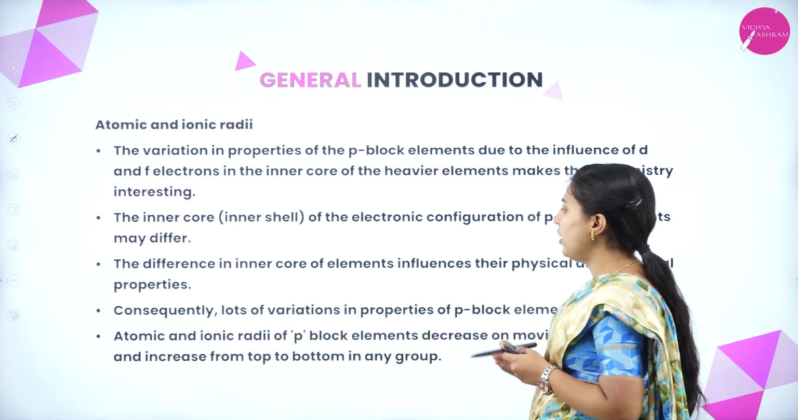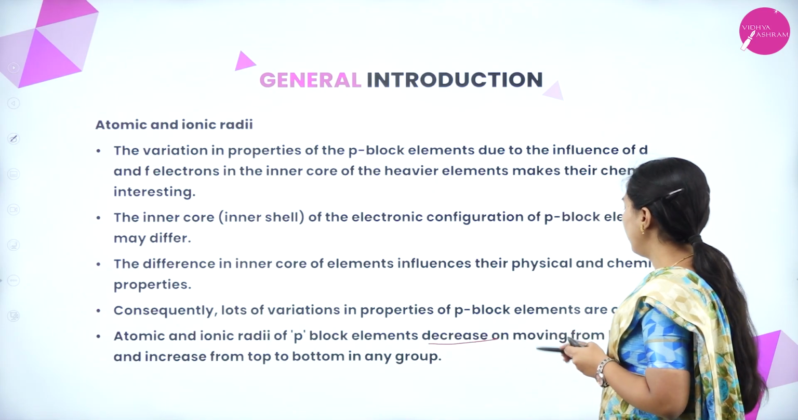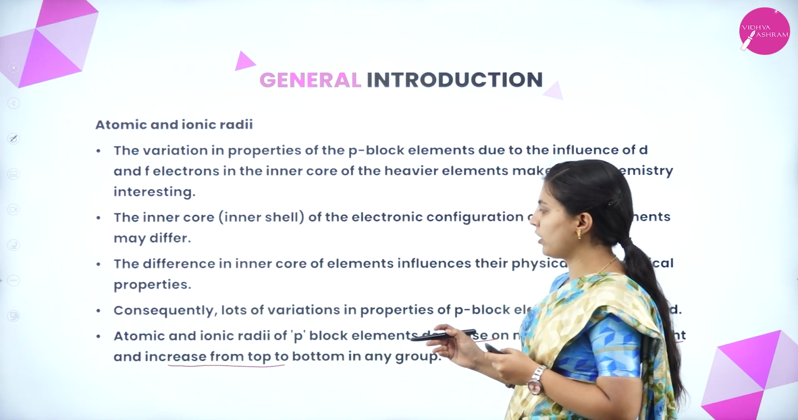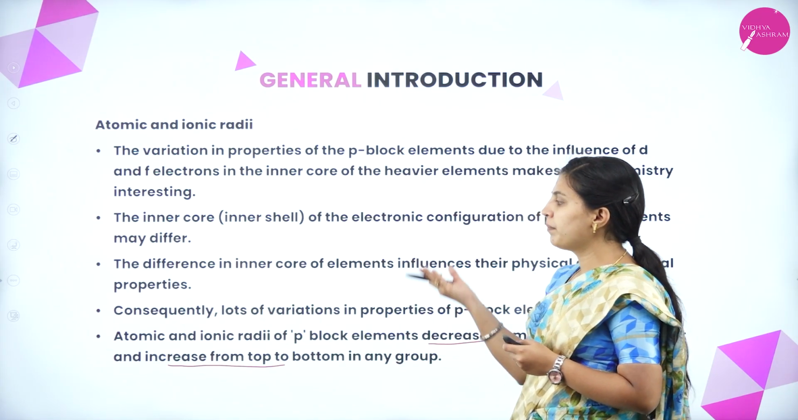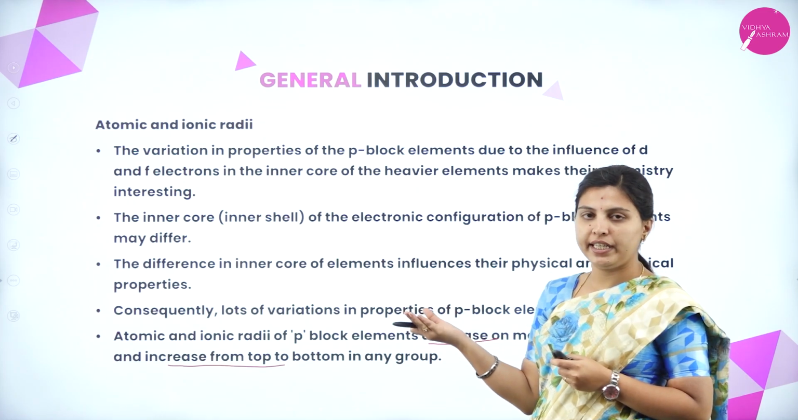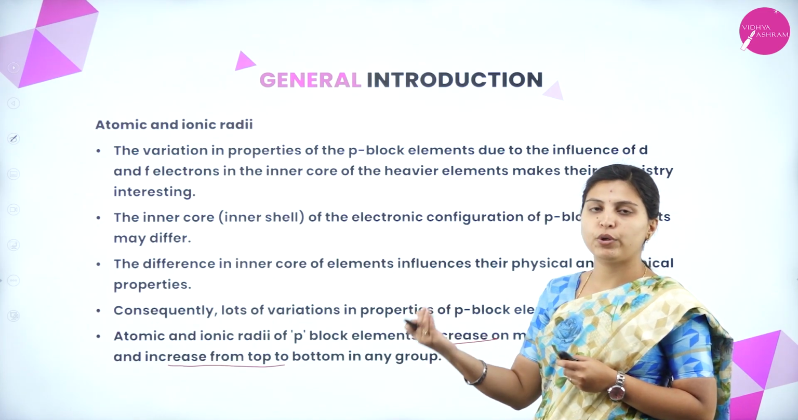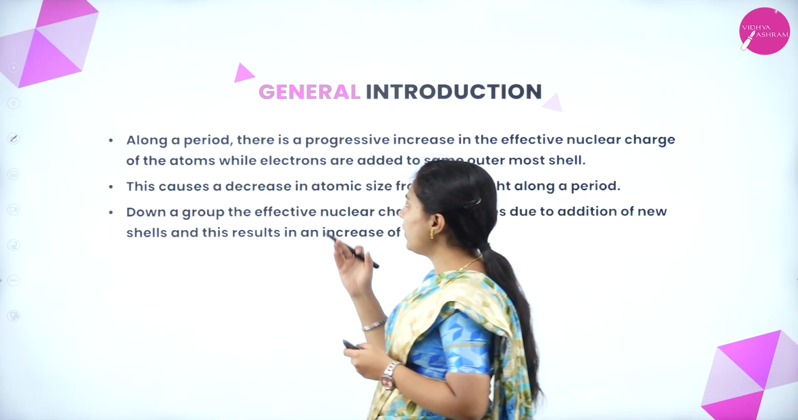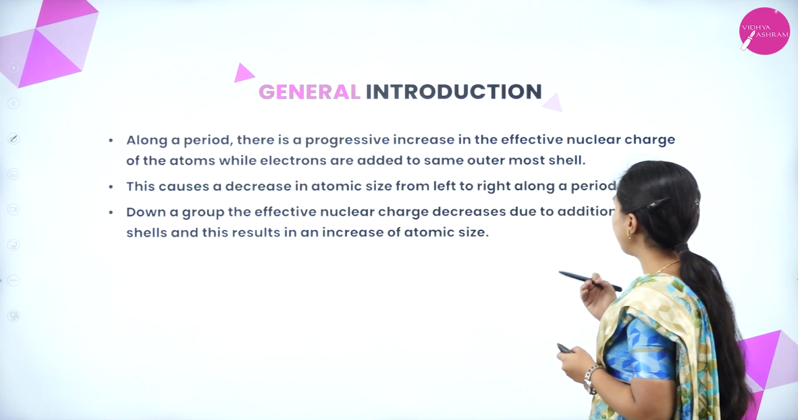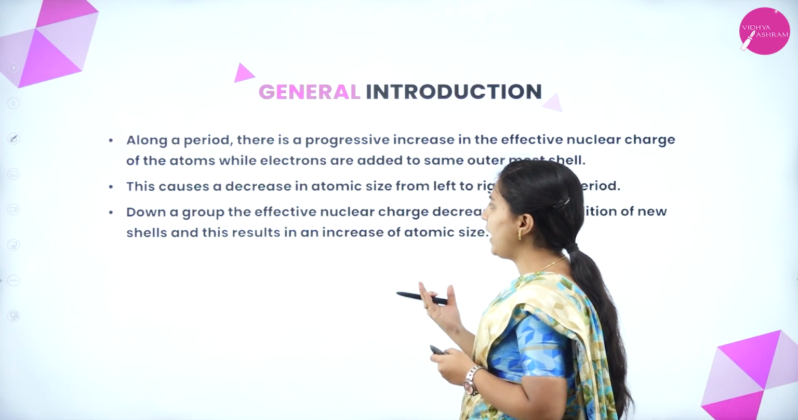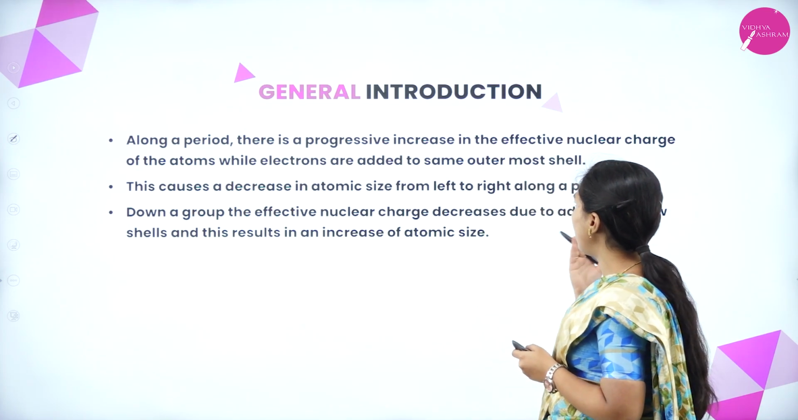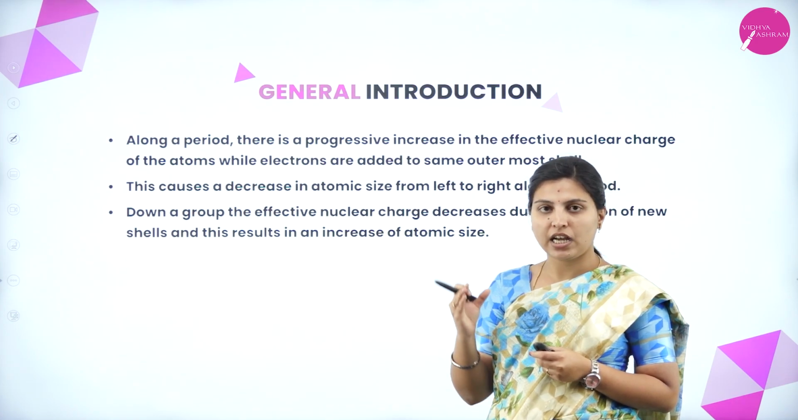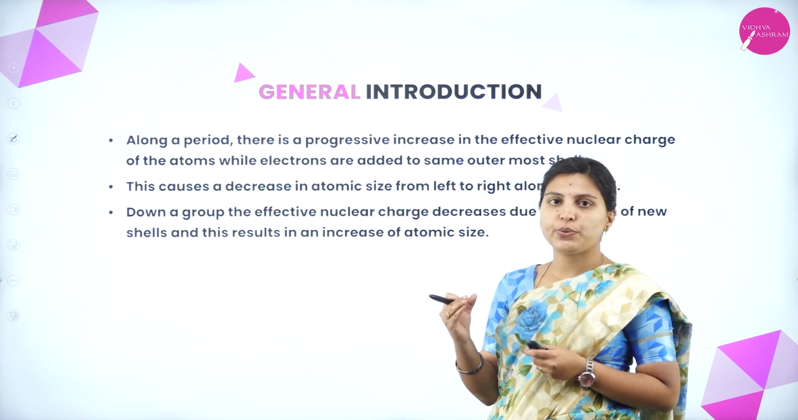Atomic and ionic radii of p block elements decrease on moving from left to right and increase from top to bottom in any group. We know that atomic size or ionic radii decrease from left to right and increase from top to bottom of the periodic table. Along a period, there is a progressive increase in the effective nuclear charge of the atoms while electrons are added to the same outermost shell. Due to this, the atomic size and ionic radii decrease along the period, as the effective nuclear charge increases.